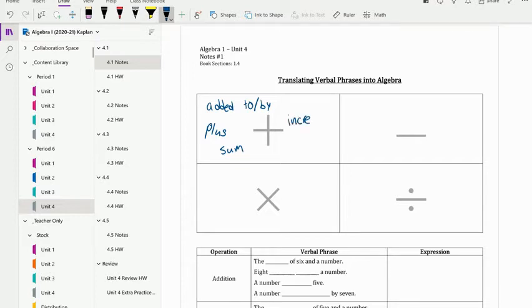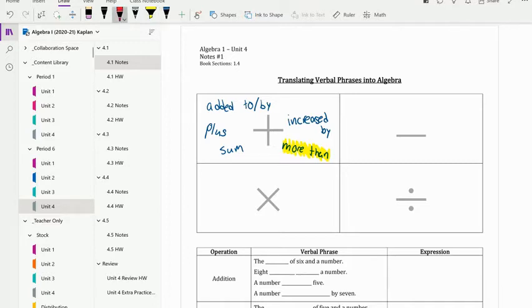Increased by is another one. And then another one, and I'm actually going to highlight this one. We're going to say more than. And the reason I'm going to highlight this one is because it's a little backwards. It still means addition, but we're going to talk about what I mean by backwards here in just a moment.